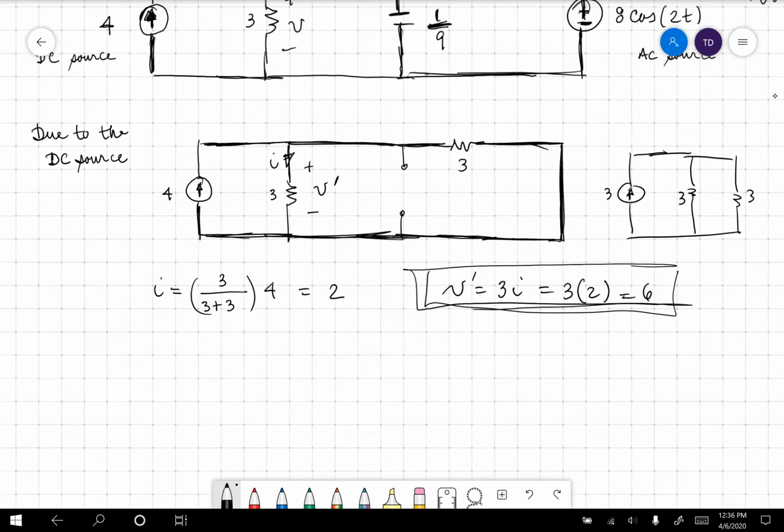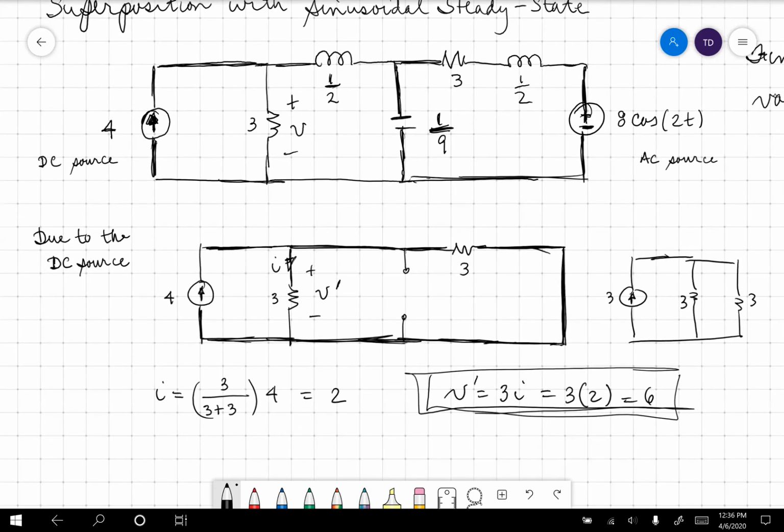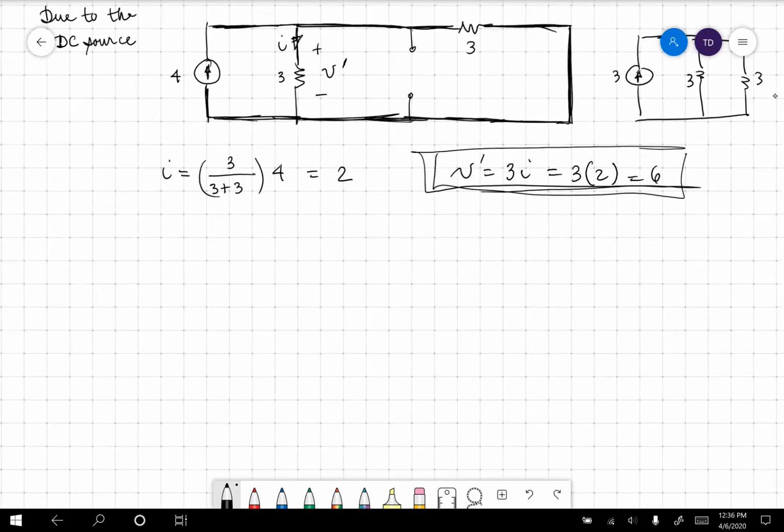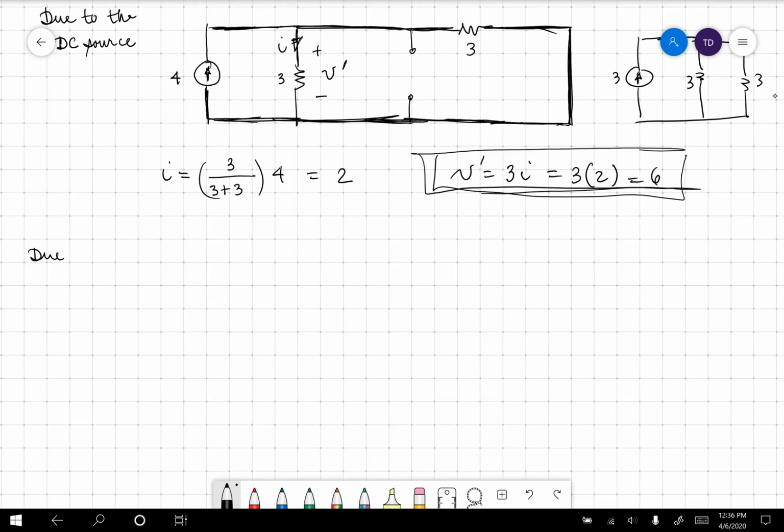Okay, now what we're going to do is we're going to kill the DC source, and we're going to look at the output due to the AC source. And this is a requirement. We have to do it this way, unless we go the differential equation route. So anytime we're using phasors, we have to do this. There are other better methods, but they're cumbersome.